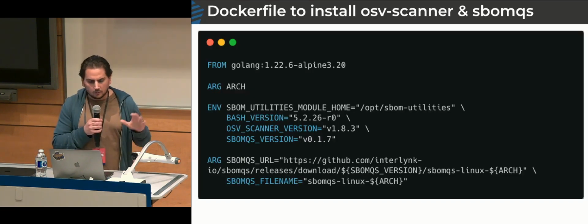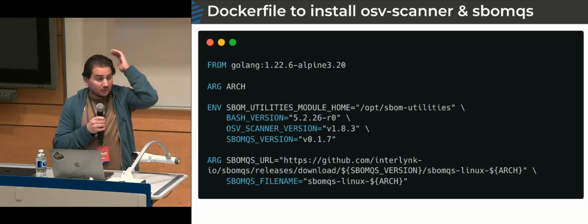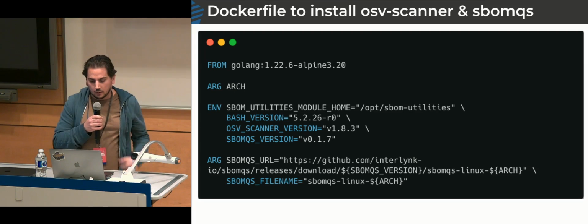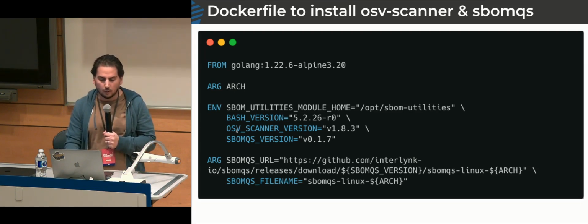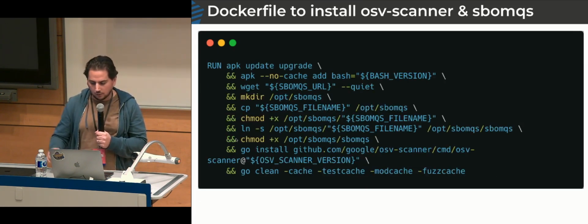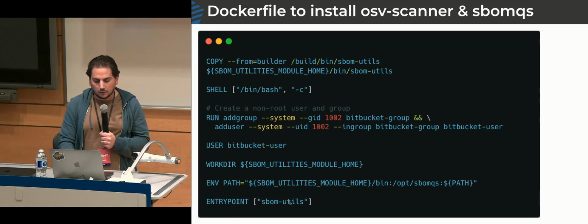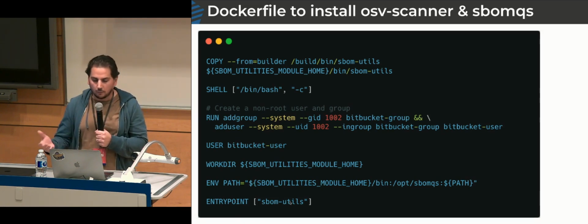So I have another example of a Docker file here. This one's a bit longer, so it's a few different slides, but it's basically I have a Golang wrapper. I have a Docker file that just installs a couple different tools. So in this case, OSV scanner and SBOM QS. My run commands actually do the installs, and I have my Go wrapper here that's called SBOM utils, that this will just run on the entry point. And based off what environment variables you give it, it'll make certain decisions.